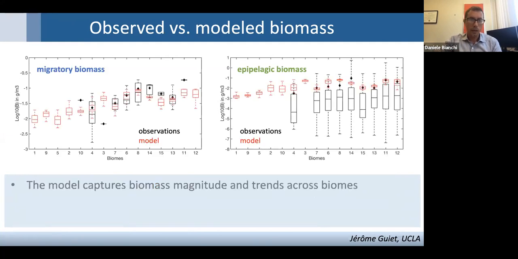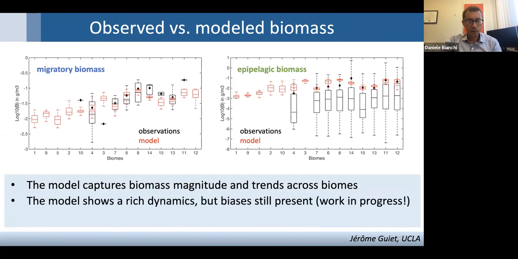So I'm gonna show you now, I'm overlapping on top of the observation a model run, a specific model run, we're still working on the model. But just to give you a sense of how the model can capture some of the trends that we see in observation. This model was specifically tuned to have the right mean compared to the observations. So the model captures some of the trend.